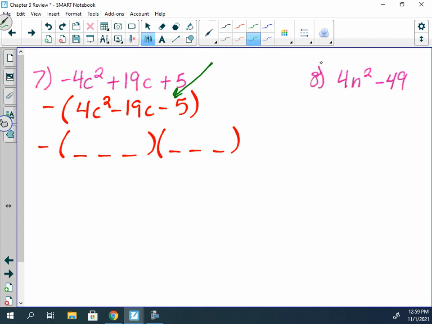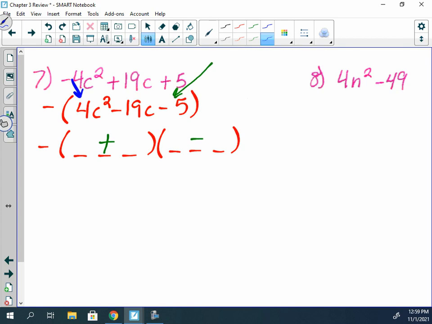Now to find the signs, we look at the third term. If the third term is positive, the signs are the same and they match the sign of the middle term. Here, the third term is negative, so our signs are opposite. One's going to be positive, one's going to be negative.